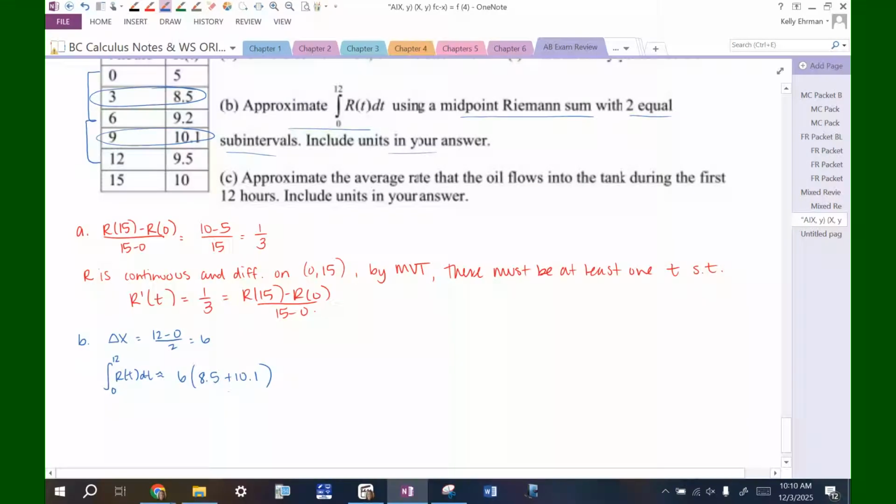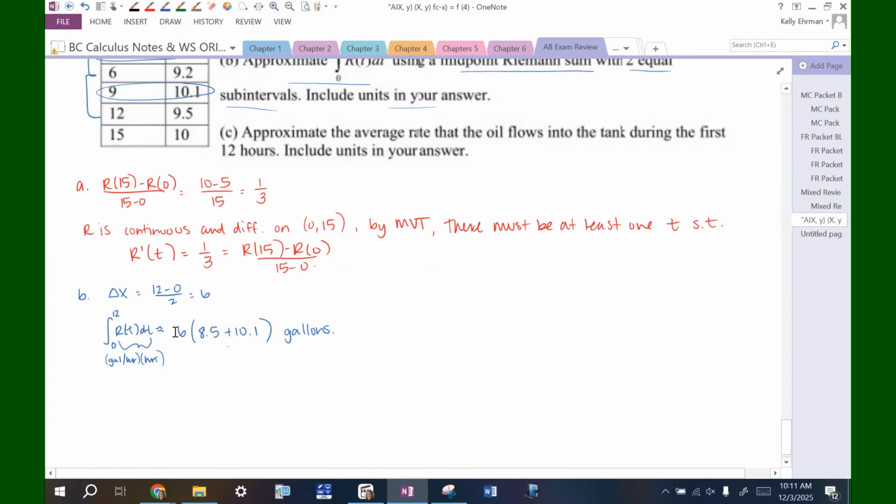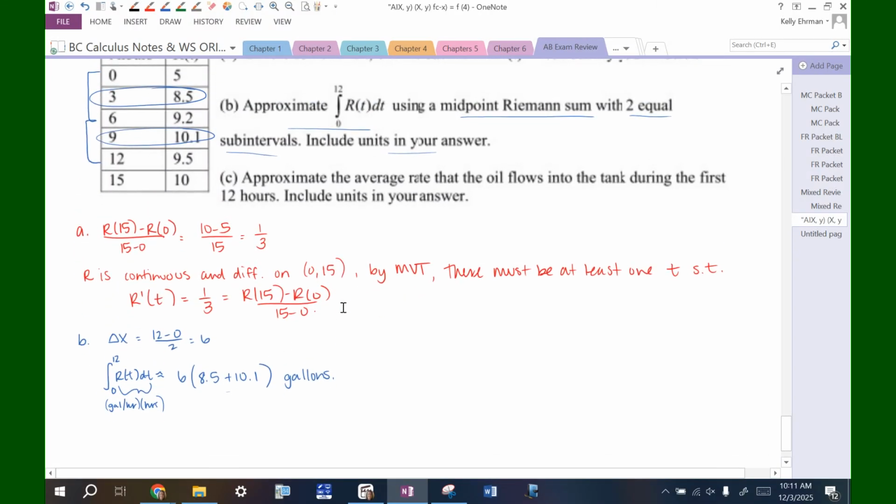So if you're getting confused on units, go ahead and write them next to each other like this. You just multiplied r of t times dt. R of t is gallons per hour, and you just multiplied it by the width, which is dt, which is hours. That's going to leave you with gallons. It doesn't say to interpret, but this would be what is oil doing? It's flowing into a tank. This would be the amount of oil that the tank gains, I guess, or whatever, that flows into the tank from 0 to 12 hours.